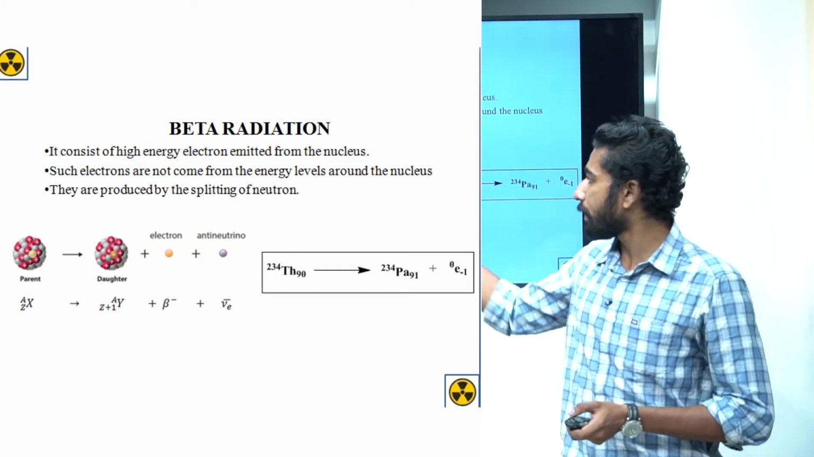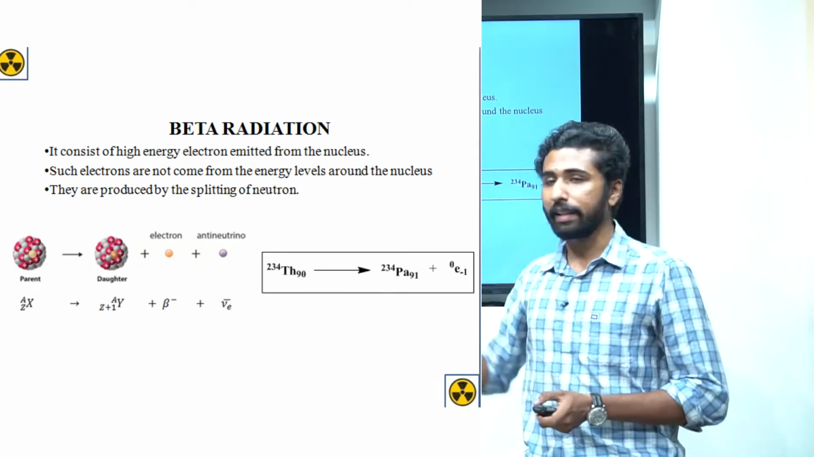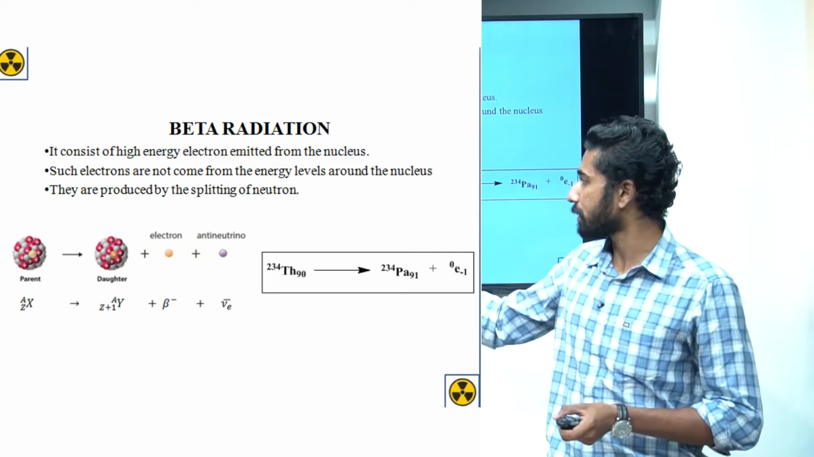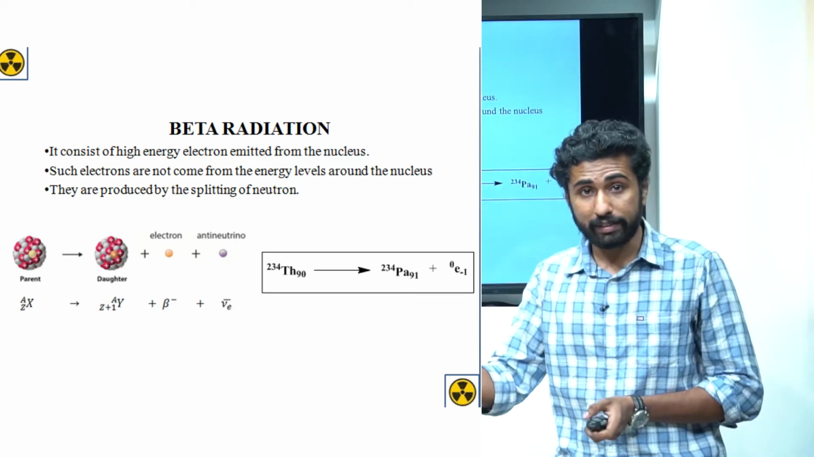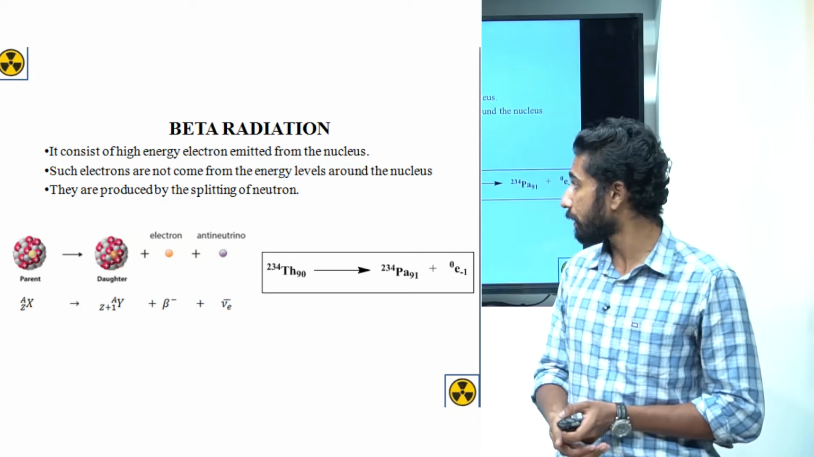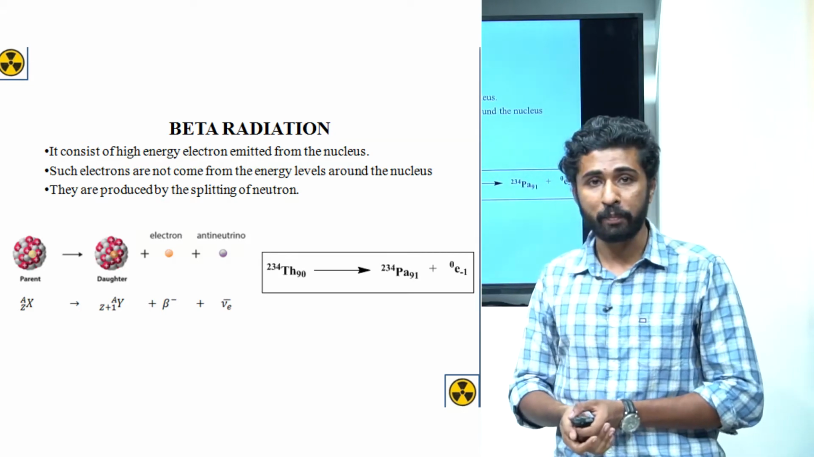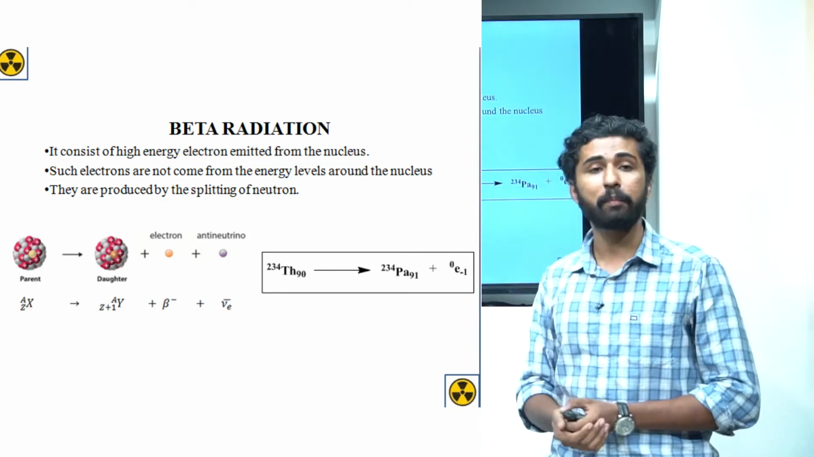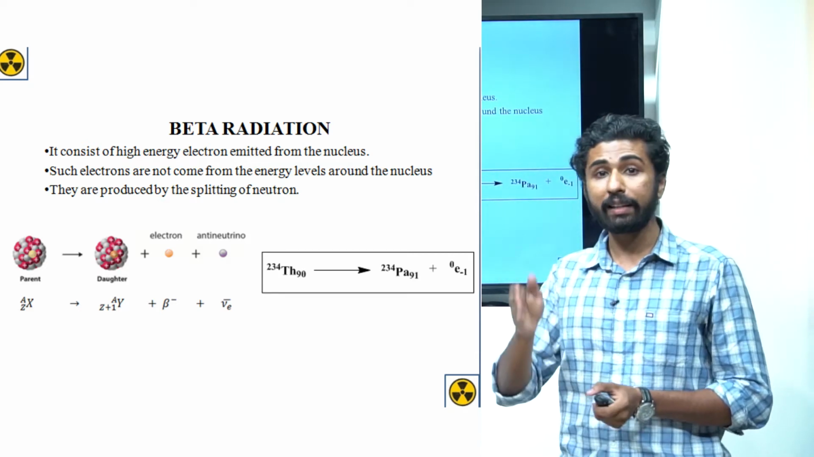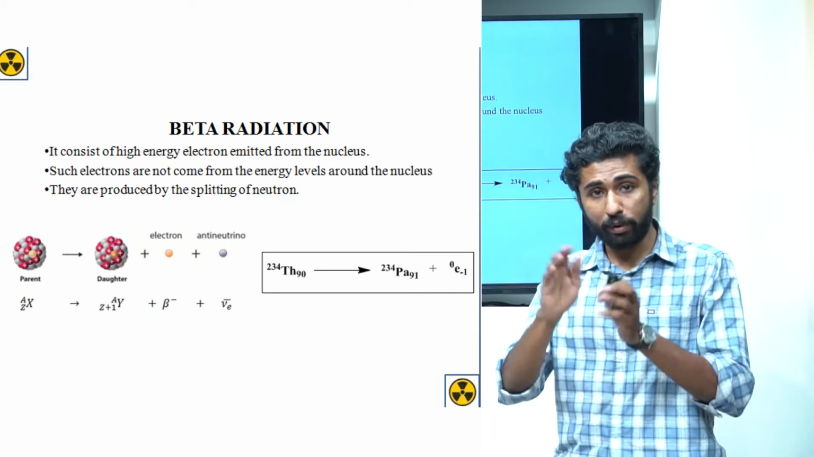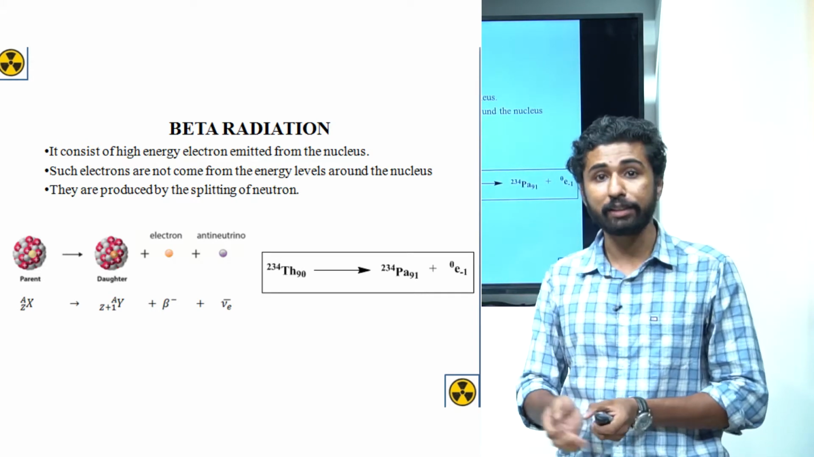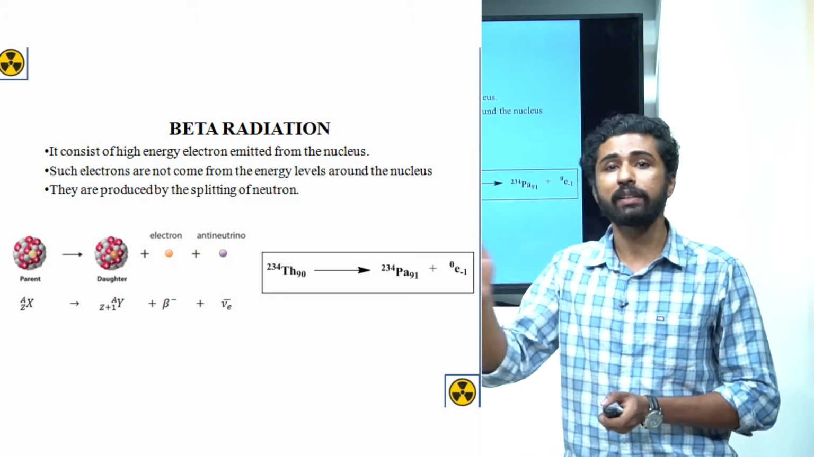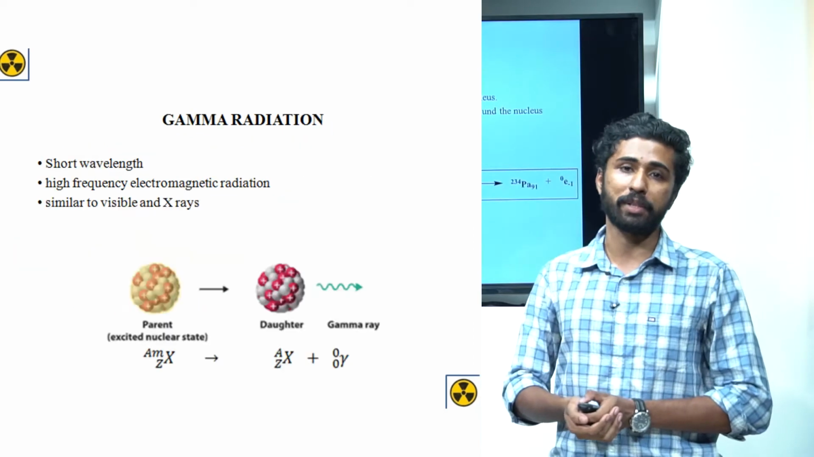Here also we have a general example. X represents the parent nucleus, having atomic number Z and mass number A. When a beta particle, that is an electron, is emitted, the daughter nucleus formed, Y, has an atomic number greater by 1 unit than the parent nucleus. And the electron that is produced is not from the orbits of the atom; it is from the nucleus, formed by the splitting of a neutron. So this is how we describe beta radiation emission.